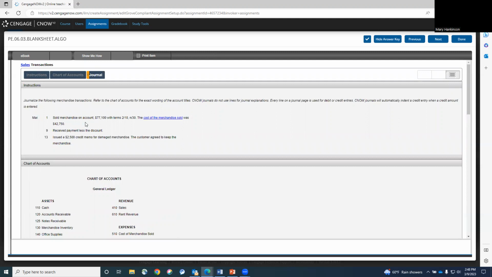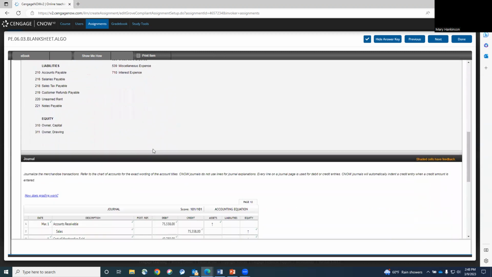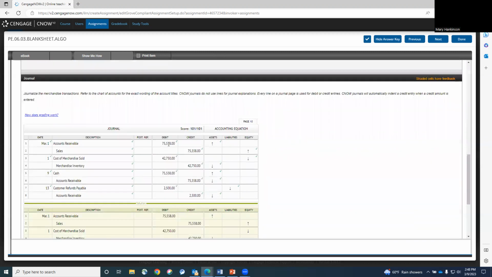All right, so we went ahead and took that $77,100 and multiplied that by the 2%. 2% is $1,542. So I'm going to subtract that $1,542 from the total sales. And we get $75,558. So that's how we came up with the amount. So let's talk about the accounts that we used.